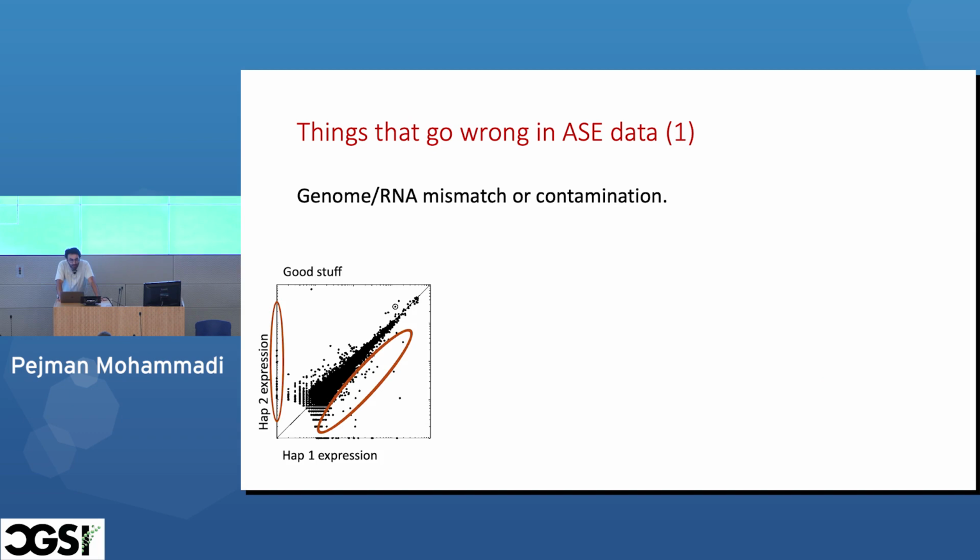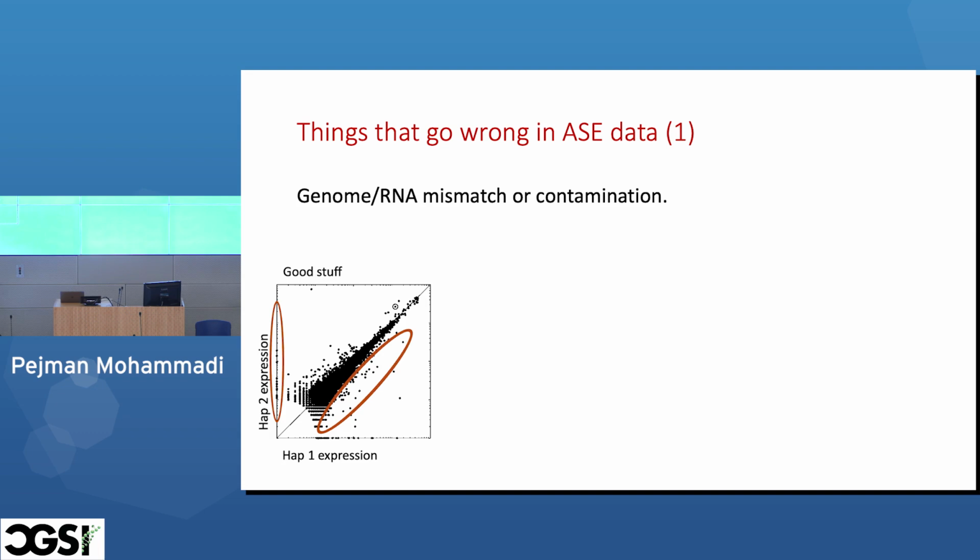Okay. So, things that can go wrong in ASC data. This is a good, healthy ASC data plot, and that's how it looks. Basically, it's a cone. It has some points off of it, and some points on the X and Y axes. These are positions where you either have genotyping errors or you have monoallelic expression.